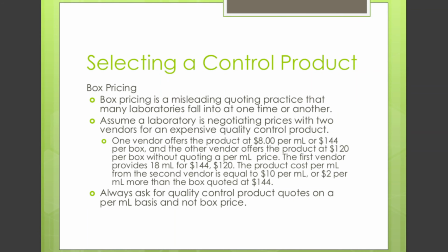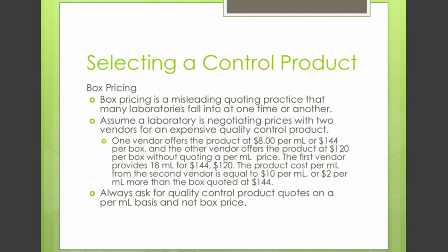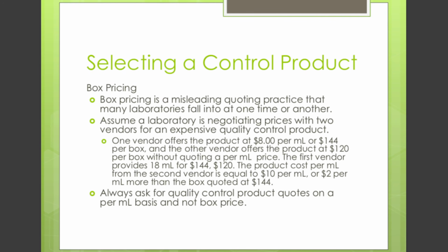The first vendor provides 18 ml for $144. The product cost per ml from the second vendor is equal to $10 per ml, or $2 per ml more than the box quoted at $144. Always ask for quality control product costs on a per ml basis and not box prices.